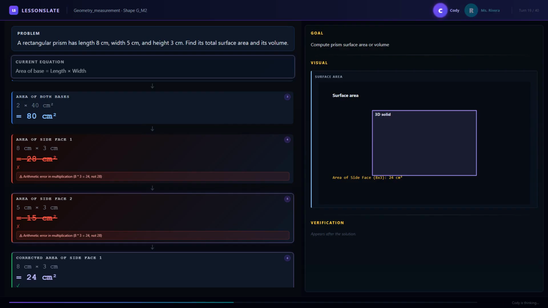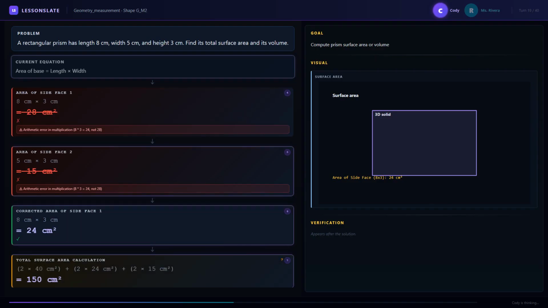Okay, so for the total surface area, I need to add up all the areas we found. That's 2 bases at 40 square centimeters each, plus 2 side faces at 24 square centimeters each, and 2 more side faces at 15 square centimeters each. So, 40 plus 40 plus 24 plus 24 plus 15 plus 15, I got 150 square centimeters. Is that the total surface area?